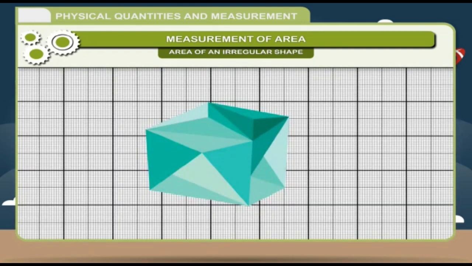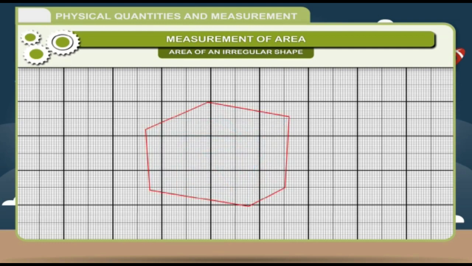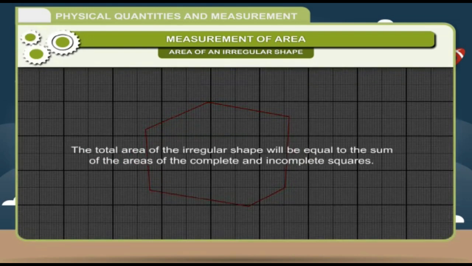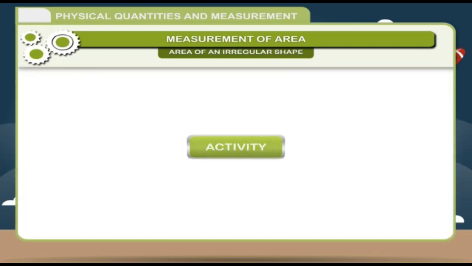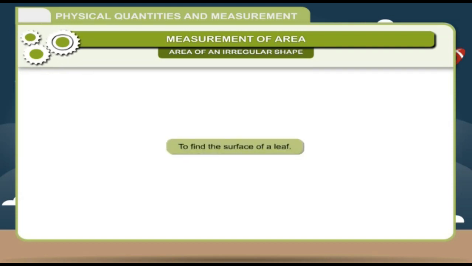We put the object of irregular surface on the graph paper and mark its outline with the help of a sharp pencil. Then we count the number of complete and incomplete squares. The area of incomplete squares is approximated to be half of the area of a complete square. The total area of the irregular shape will be equal to the sum of the areas of the complete and incomplete squares.